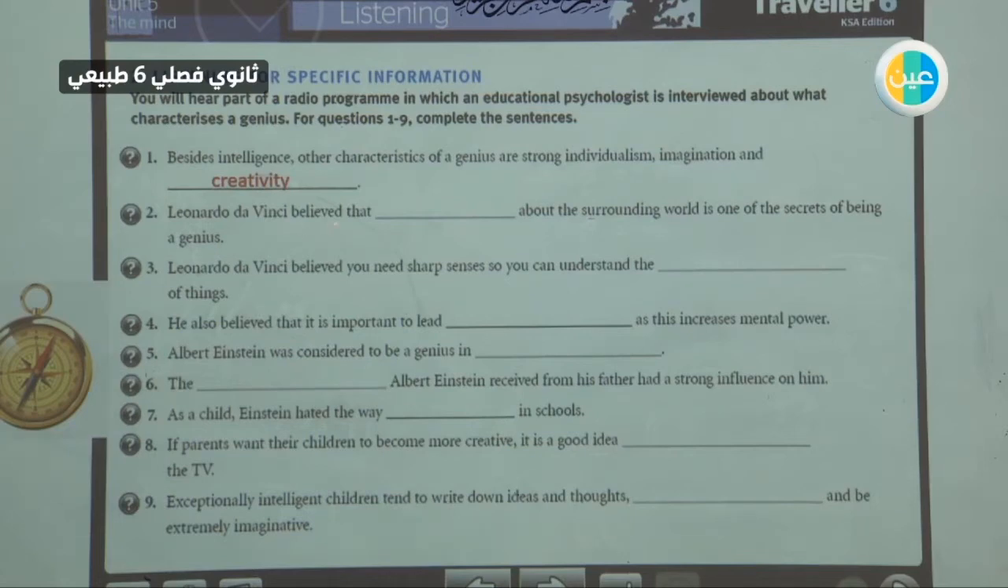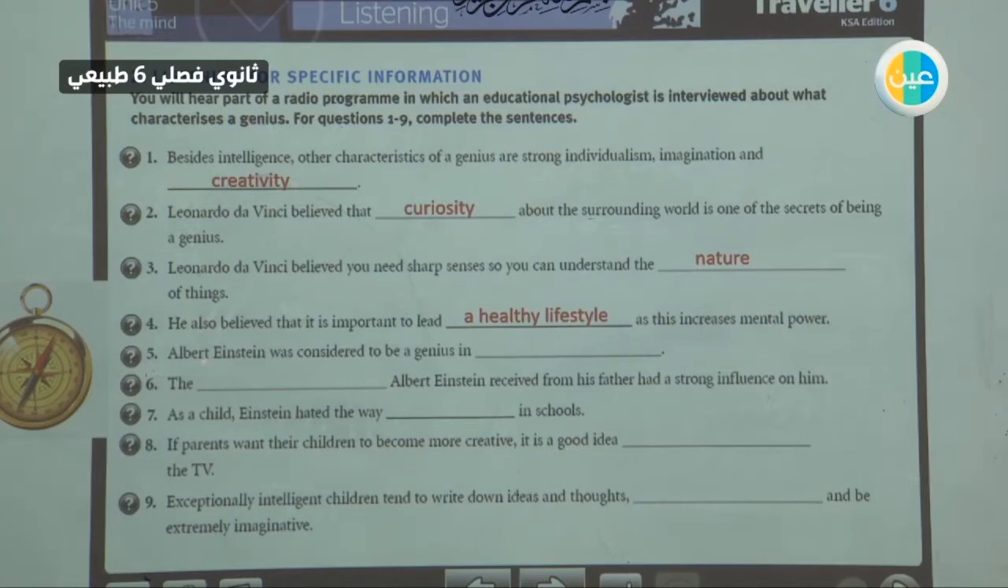Leonardo da Vinci believed that curiosity, asking questions about your surroundings, is one of the secrets of being a genius. He believed you need sharp senses, such as smelling and seeing, and many others, so you can understand the nature of things. He also believed that it is important to lead a healthy lifestyle, a healthy diet, as this increases mental power.